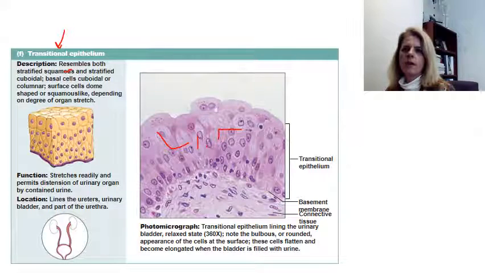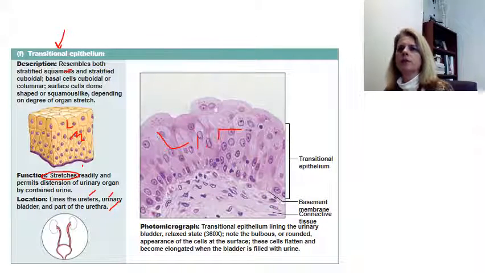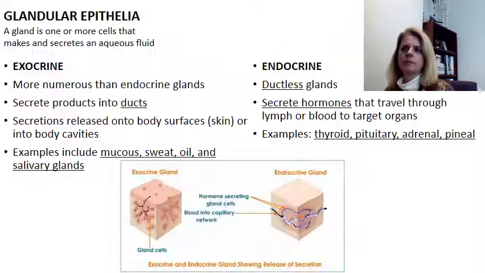And that random distribution of cell shapes and sizes allows it to be really stretchy. So you're going to see that in places that stretch, like the ureter, the urinary bladder, and the urethra. Okay, so those are your types of epithelium and an example of what they do and where you would expect to find that. So just think about this as your test question. You'll have a list of epithelia, and it may say what's the primary function of this type of tissue, and where would you expect to find it.